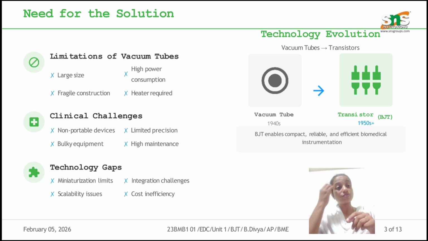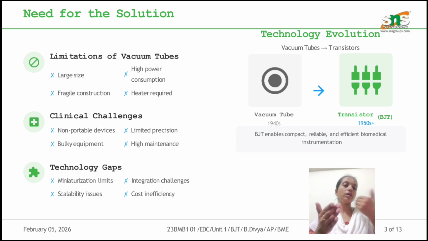What are the limitations of vacuum tubes, which we used in the olden days? They are larger in size. They have high power consumption. To use vacuum tubes, the power consumption of the device will be very high, where high power has to be given, yet only a minimum output is provided. It will be larger in size.